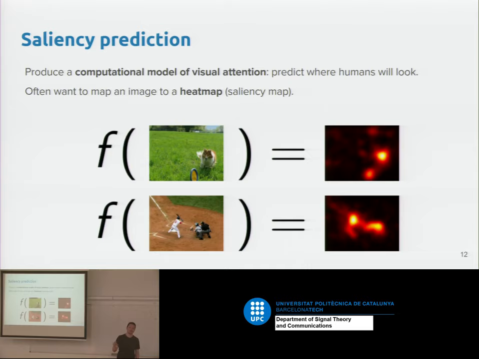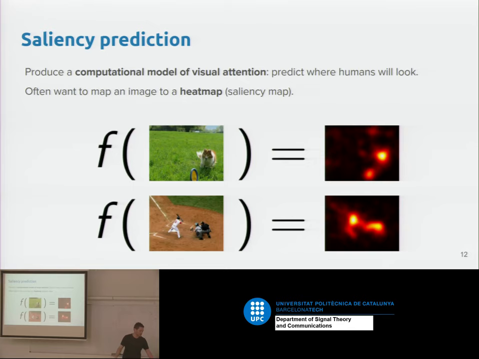So you might want to process some things in very, very high resolution and other things in a lower resolution. So there's many, many things you could do if you had a function that would go from image to where people look, right? And this task is called saliency prediction. So to predict a heat map over the image where this value is very high for places where it's very likely that a person will look, and very low otherwise.